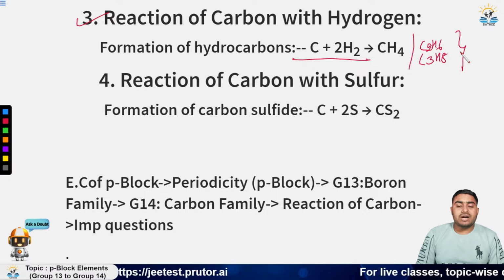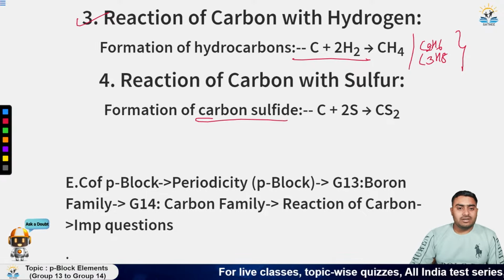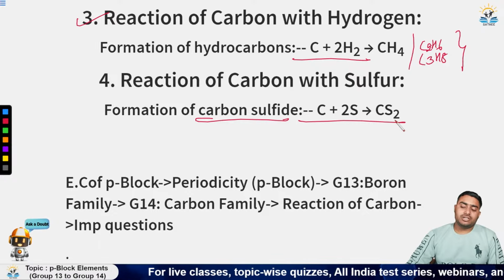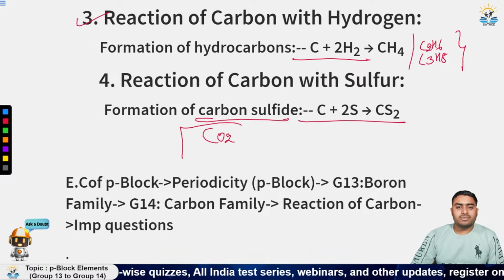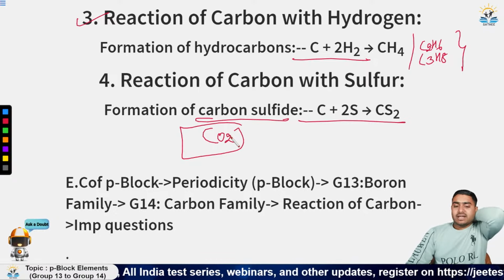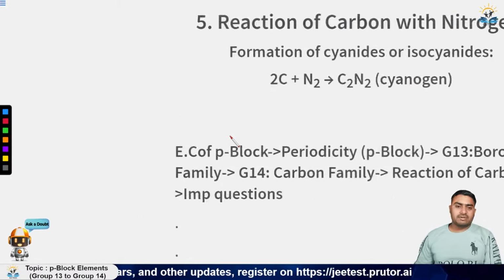Next is the reaction of carbon with sulfur, the formation of carbon sulfide. When carbon reacts with sulfur, C plus 2S gives CS2. It can form carbon disulfide, guys. Just as carbon reacts with oxygen to form carbon dioxide, similarly carbon reacts with sulfur to form carbon disulfide.